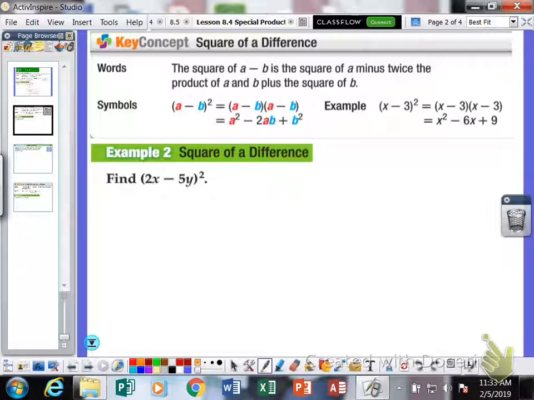Alright, so another key concept is the square of a difference. The square of a minus b is the square of a minus twice the product of a and b plus the square of b. Again, it can sound kind of confusing. If we look at our example here, it's the same thing as if we were adding. A minus b squared is equal to a minus b times a minus b, just like when we were adding, it was a plus b times a plus b.